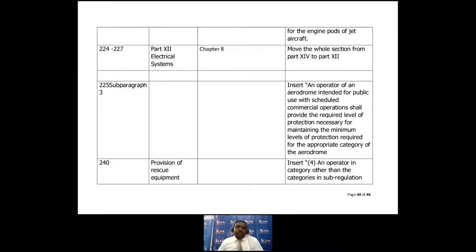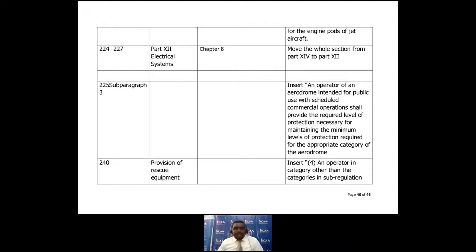Then you go to part 12, that is chapter 9 of ICAO Annex 14, volume 1. Yeah, the whole section, which was initially in part 14 of this regulation, was moved to part 12, that is regulation 224 to regulation 227. And then regulation 225 sub paragraph 3, we inserted the words, an operator of an aerodrome intended for public use with scheduled commercial operations shall provide the required level of protection necessary for maintaining the minimum level of protection required for the appropriate category of the aerodrome.